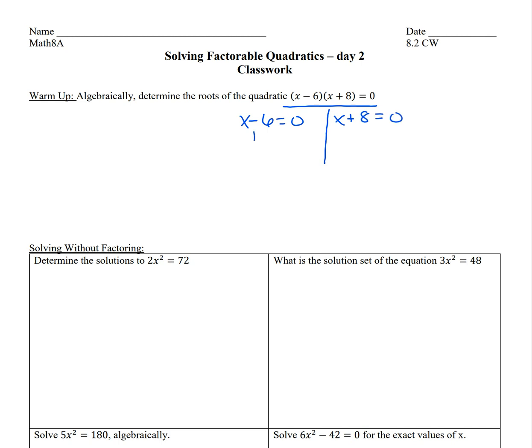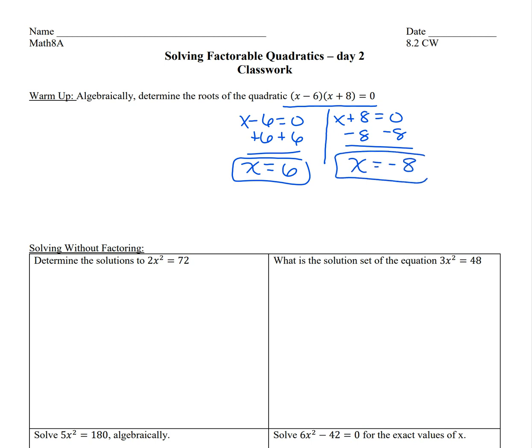Now when I solve the equation on the left-hand side, one of my answers is x equals 6. And then on the other side, when I subtract the 8 over, we get x equals negative 8. Now if I were to look at that graph, it would cross the x-axis at x equals 6 and when x equals negative 8.